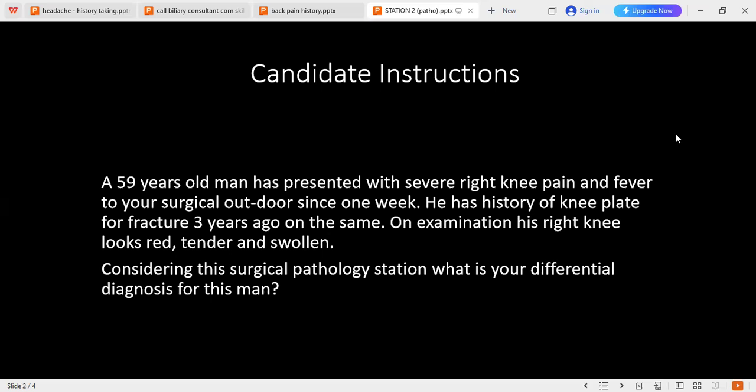Osteomyelitis can occur due to multiple reasons. What is the most common organism? The most common organism is Staphylococcus aureus. Yes. Please tell me the pathogenesis, how these organisms cause the disease process.